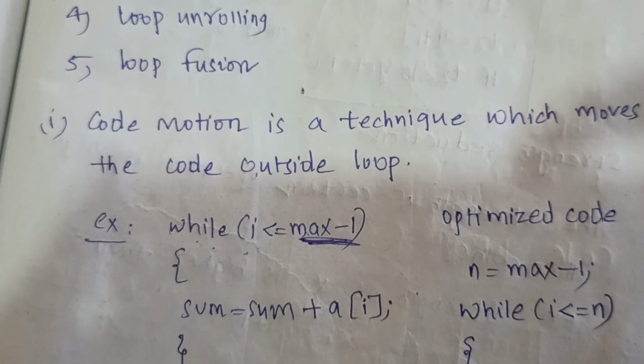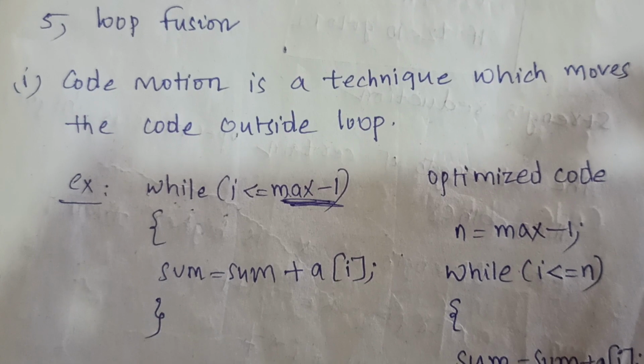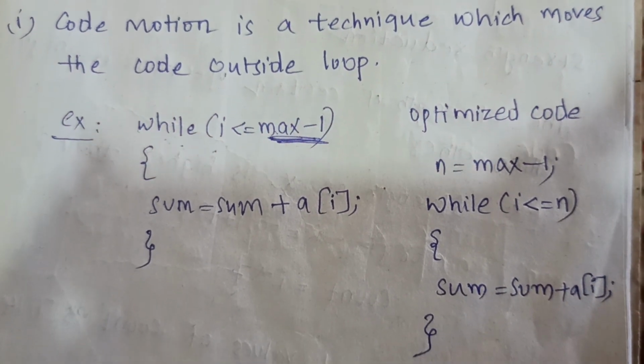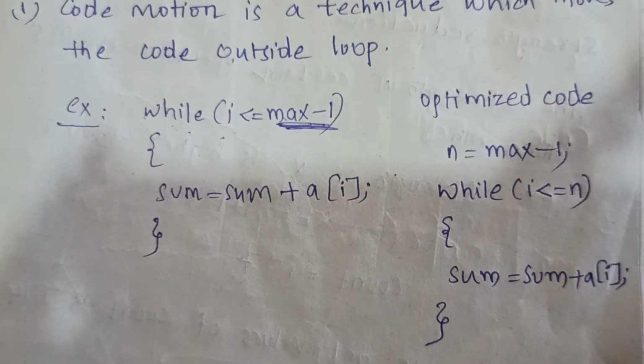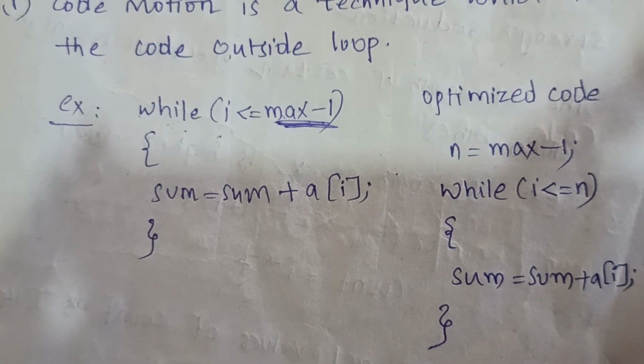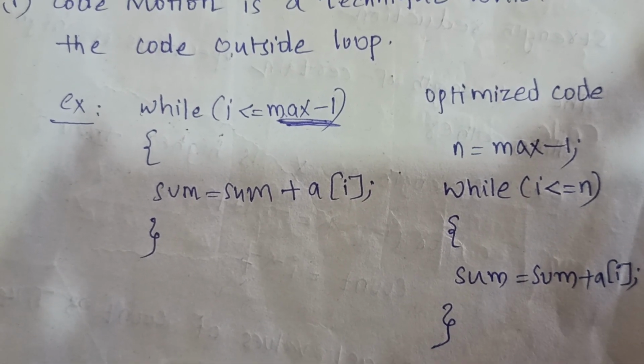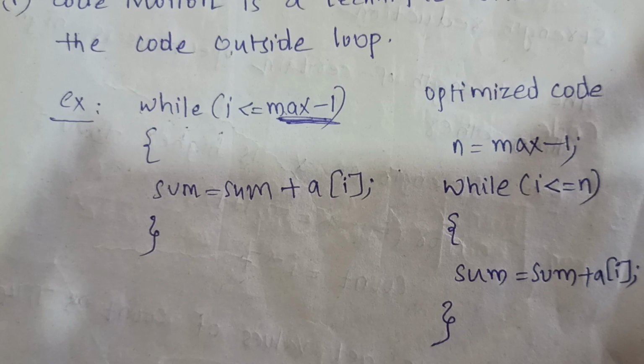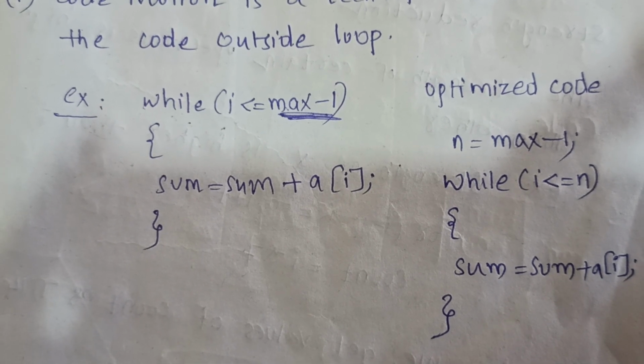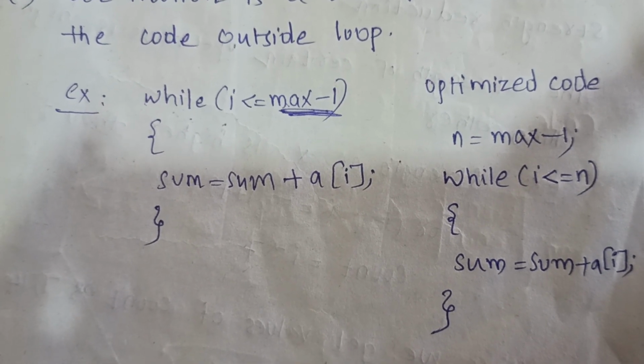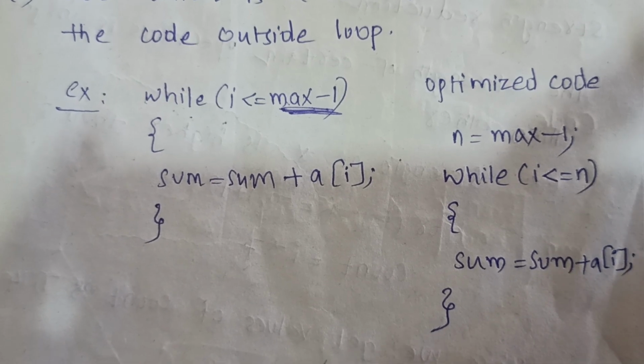Code motion is a technique which moves the code outside the loop. For example, here we are taking a small while loop. The condition in the while loop here is i <= max - 1. We are going to keep this condition outside the loop and assign that condition to a new variable called n, so that it will produce an optimized code.